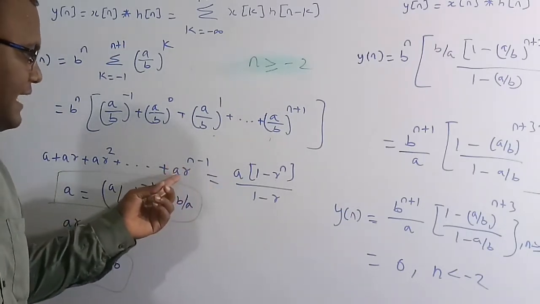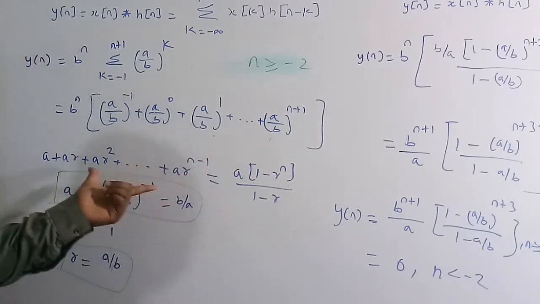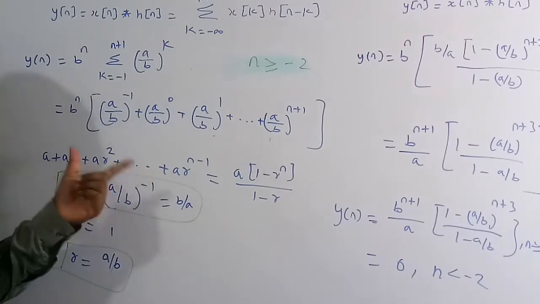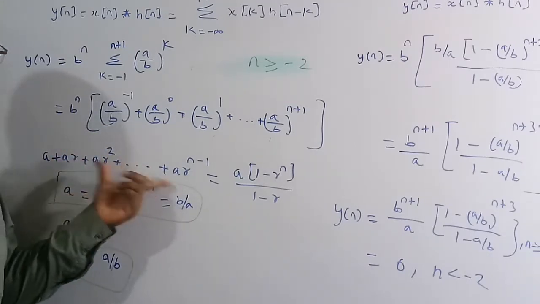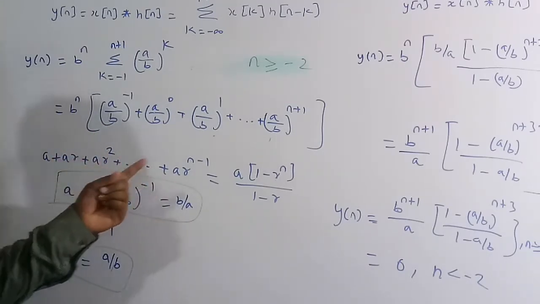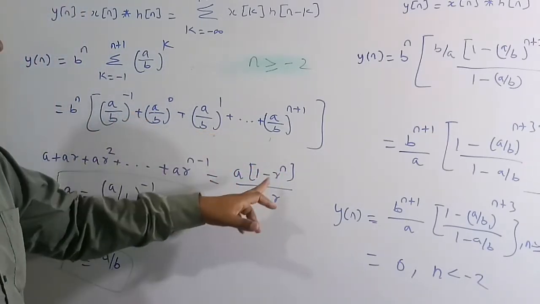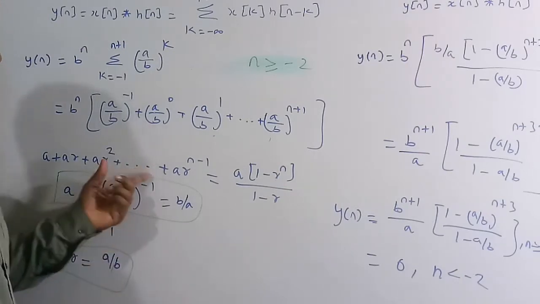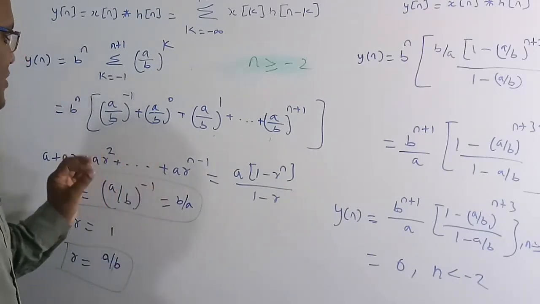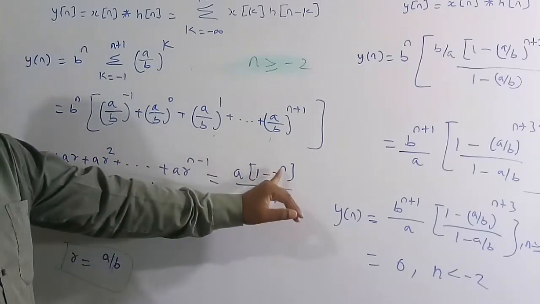So here a r all to the power of n minus 1 means there are total n terms. So therefore there are total n terms in this expression. That is why there is the value of n. Suppose if there are n plus 3 terms, you have to substitute n plus 3 here in place of n. The summation is going to tell you there are total n terms in this expression. That's why it is the value of n.